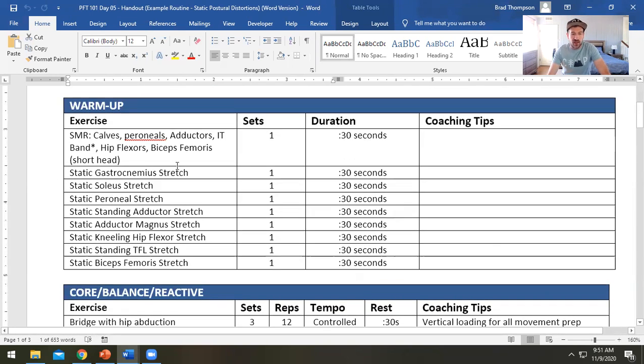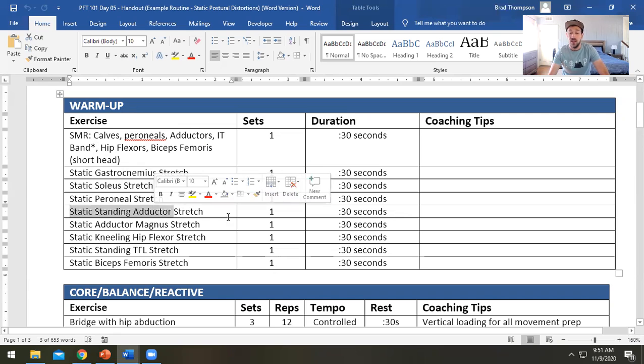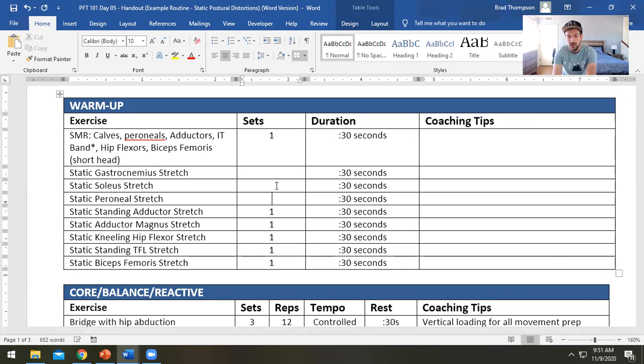So guess what? They are on the warm-up. I'm going to foam roll first. I'm going to get on that foam roller and I'm going to massage out my calves, maybe the peroneals, the adductors, the IT band. I wouldn't foam roll the IT band, though, because it's too painful. Hip flexors and hamstrings. And then there they are. I'm going to do a static calf stretch, static soleus stretch, static peroneal stretch, right? I'm going to hold each of these stretches for 30 seconds. I could do even better. I don't have to do one set. I could do 2 sets on everything.